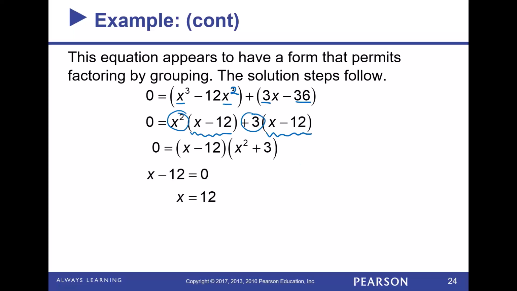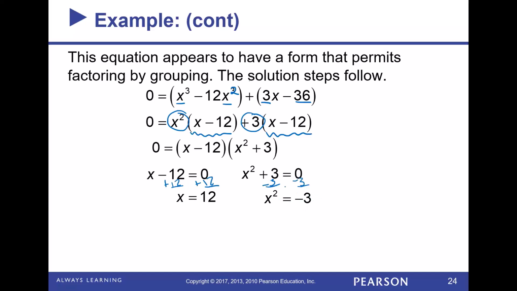So I'm going to set each one of those factors equal to 0. So the first one is x minus 12 equal to 0, which again, I'm just going to add my 12 over, which is going to give me x equals 12. The other one is going to be x squared plus 3 set equal to 0. So again, that other factor. I'm going to subtract my 3 over, which gives me x squared equals negative 3.